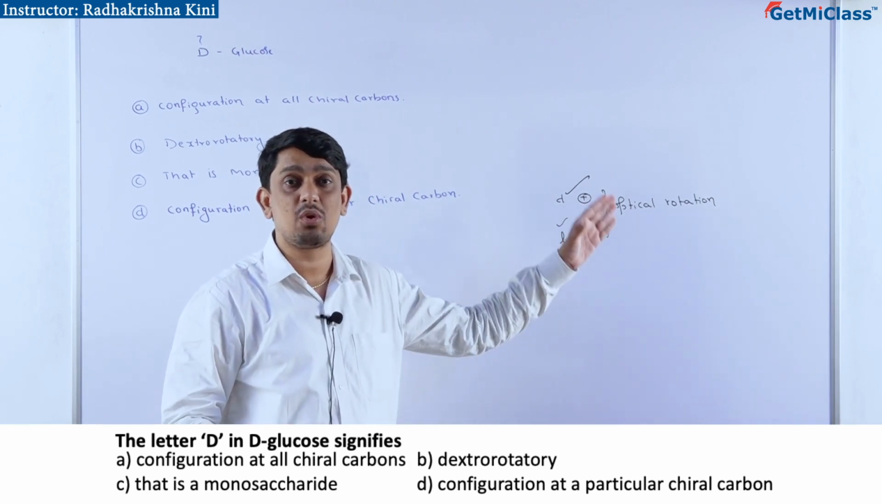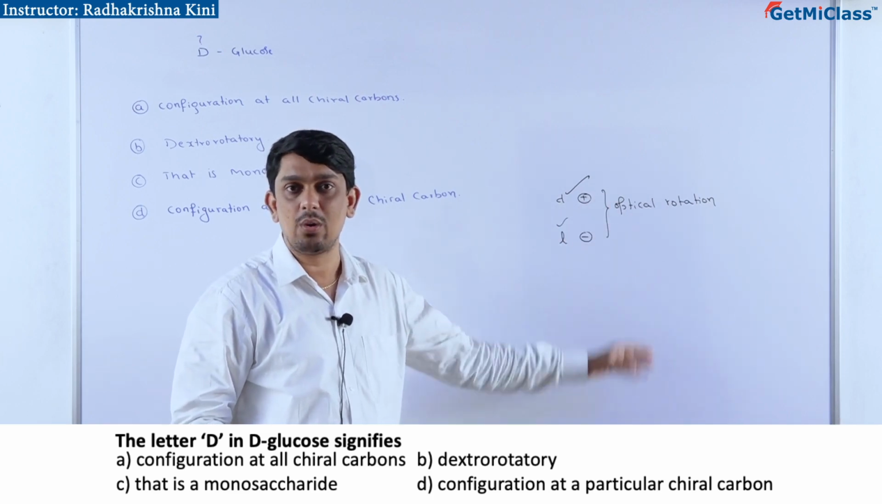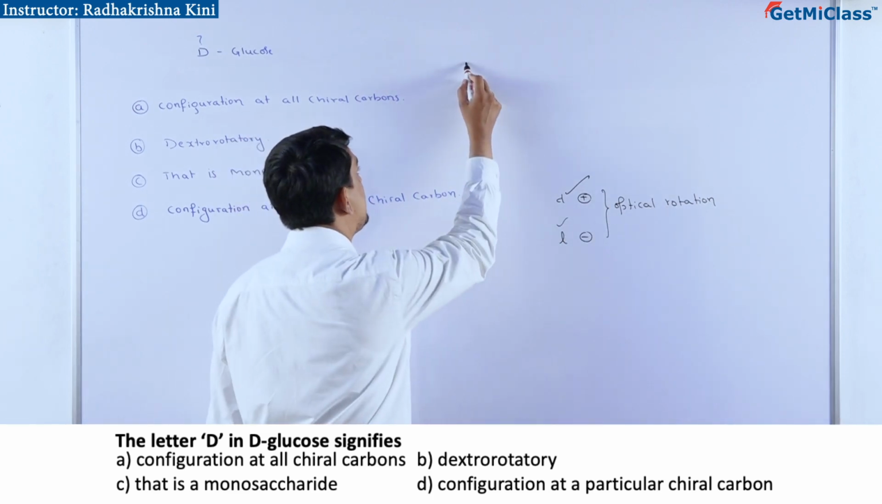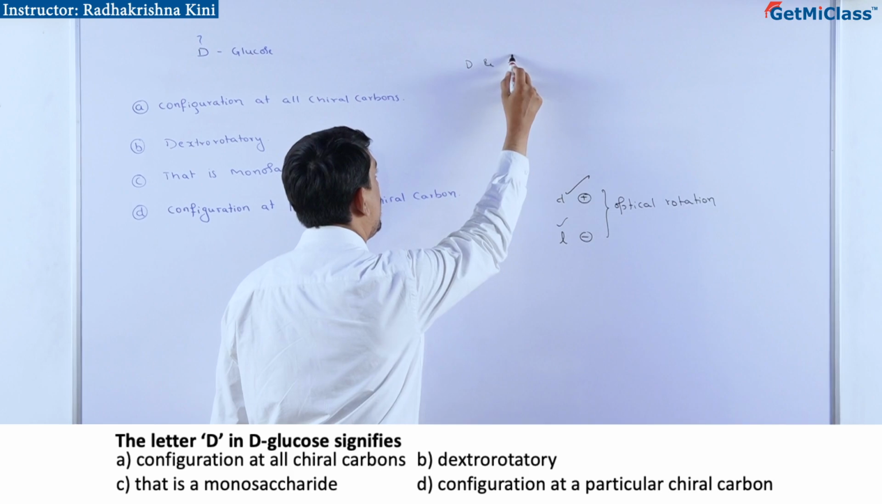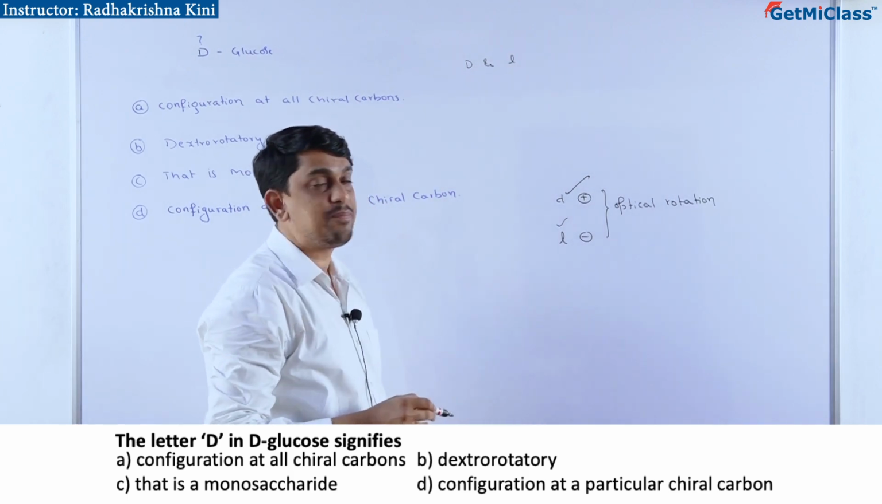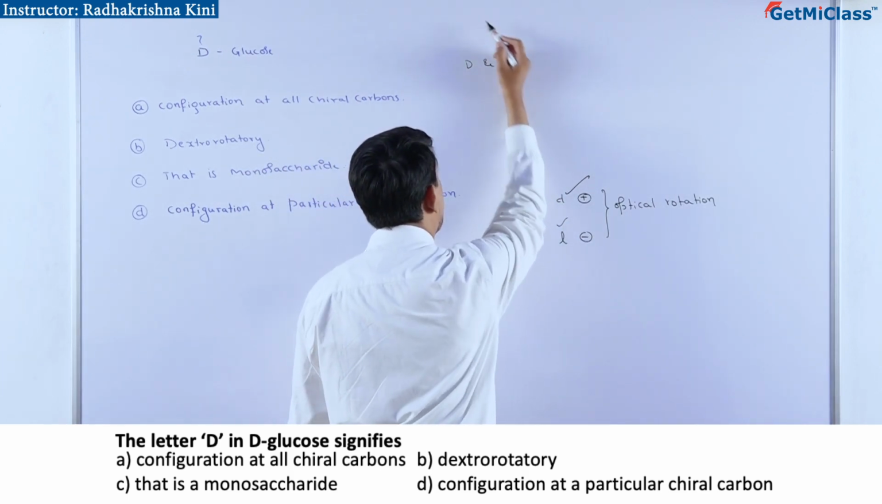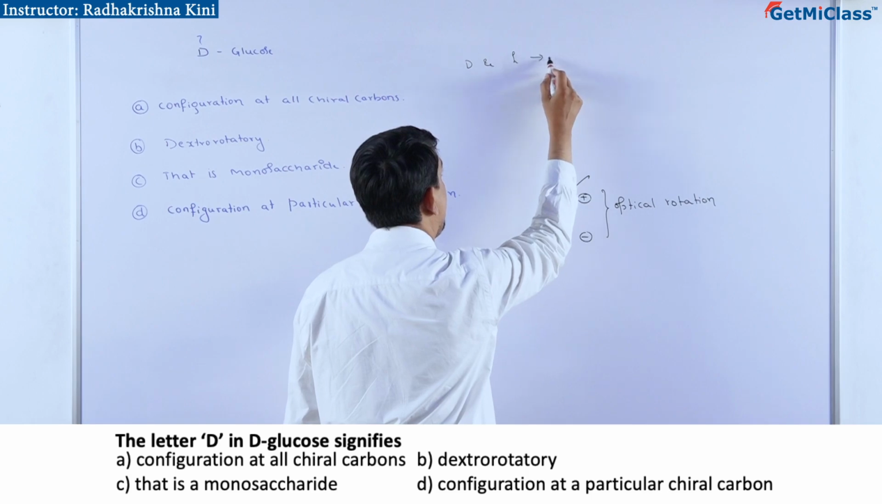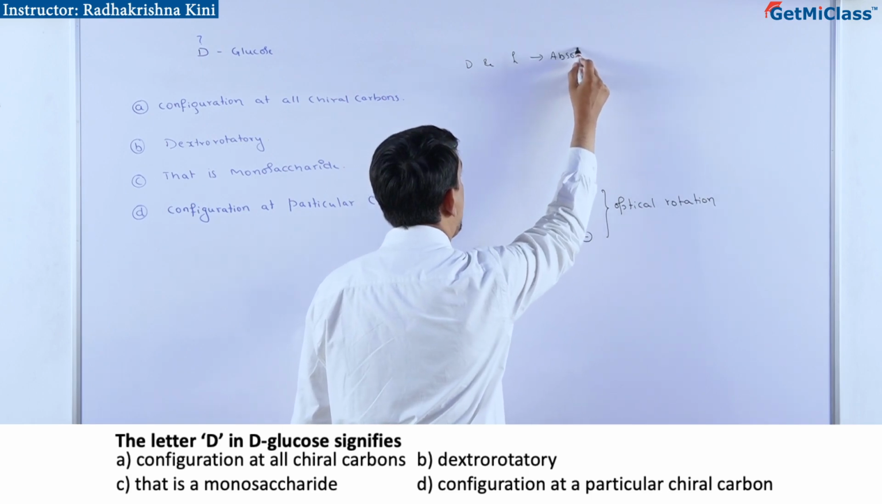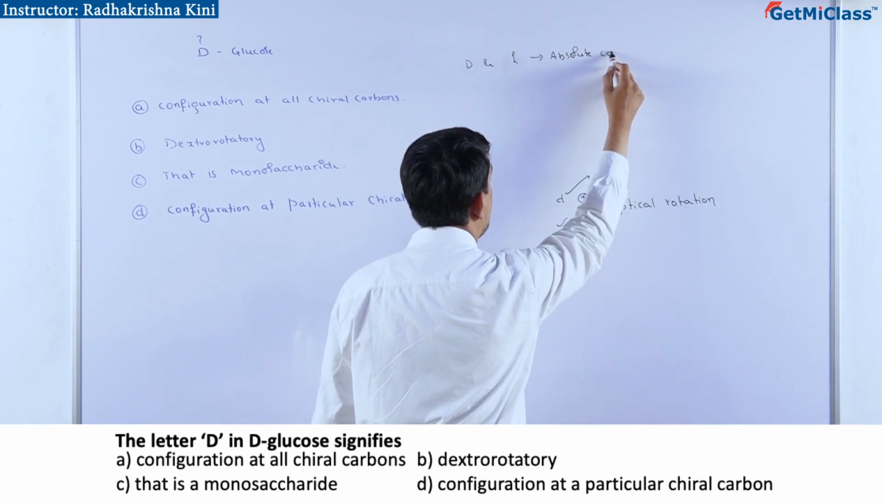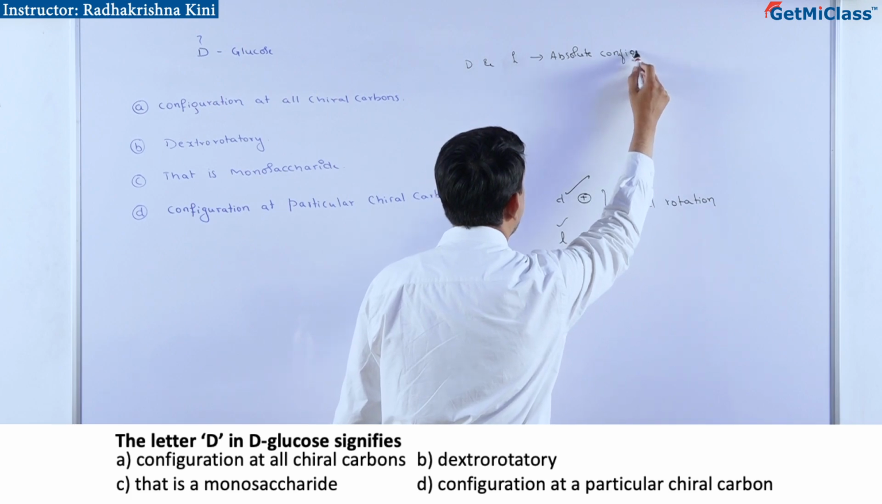So optical rotation is what small d and small l speak about, but when it comes to capital D and capital L, we talk here about the absolute configuration. They speak about absolute configuration. So what do you mean by that?